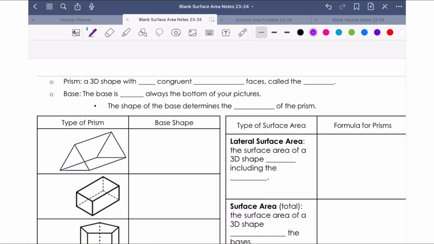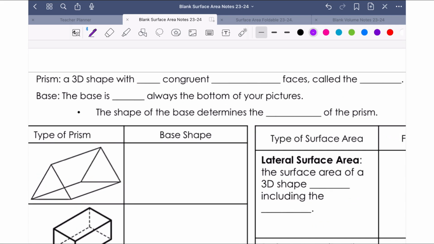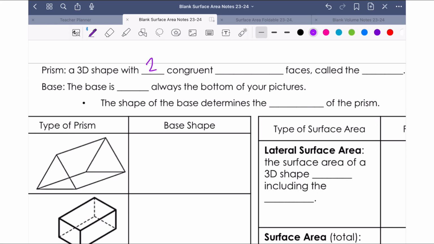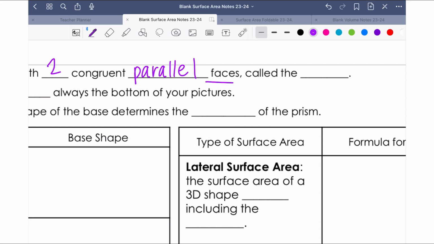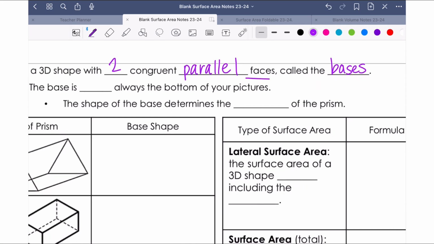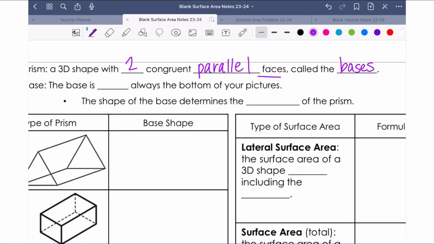A prism is a 3D shape with two congruent parallel faces. Okay, so we should know what a face is. It's the flat part of the shape, and these are called the bases. So you're always going to have two of those, and they are parallel, and so that means they won't be touching. One is on one side, one is on the other side.